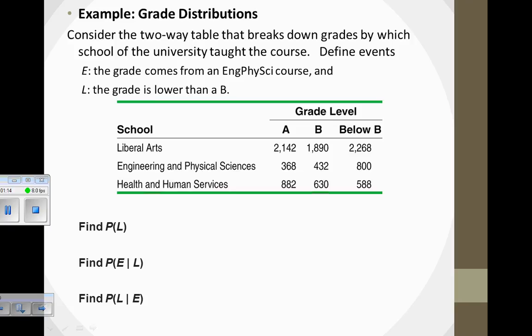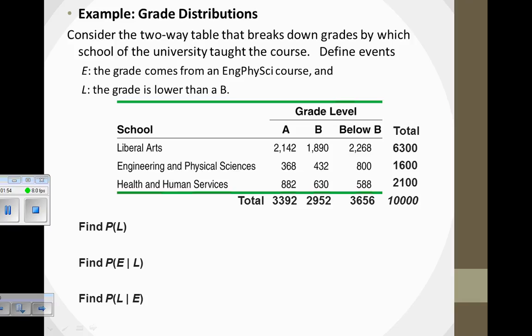Okay, so here's a two-way table that breaks down grades by which school of the university taught the course. Define events as E, the grade comes from an English physical science course, and L, the grade is lower than a B. So we have liberal arts, English and physical science, and health and human services, and then grade A, grade B, below a B. Find the probability of L, the probability that the grade is below a B. Before I begin, I'm going to put all of these totals in so I can see what's going on, and then it makes life a lot easier.